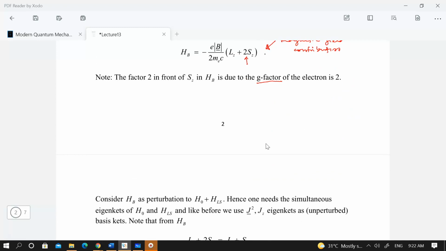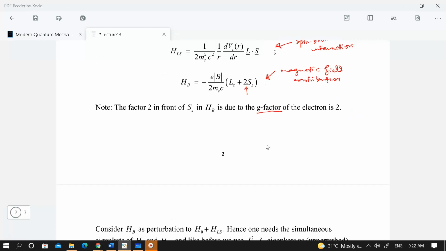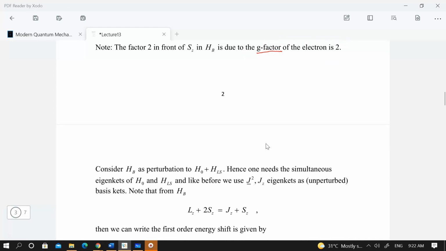Right. So now what do we do? What we do is to consider the contribution from your magnetic field as a perturbation. So this is like your perturbing potential, and then your unperturbed Hamiltonian consists of the original Hamiltonian together with the spin orbit.